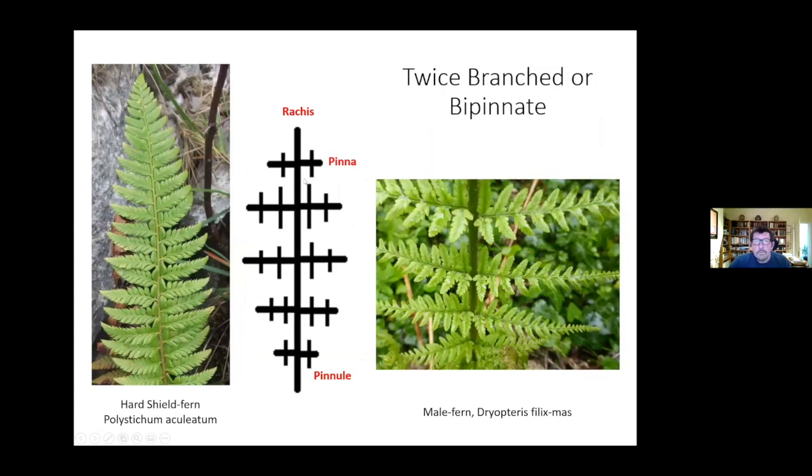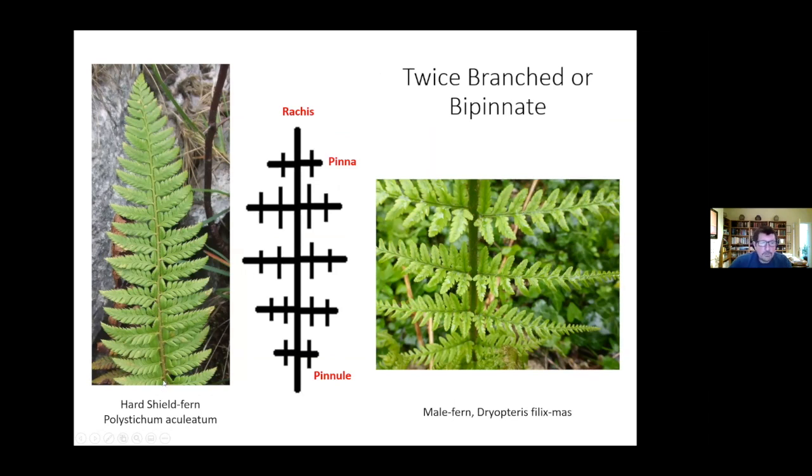Now we can have two. We have a rachis again. This is our pinna, and the pinna can be subdivided into pinnules. Now here's a Dryopteris filix-mas. Here's the rachis. Here's the main branch here. This is the pinna, and it's subdivided into pinnules. So that's the rachis, the pinna, pinnules.